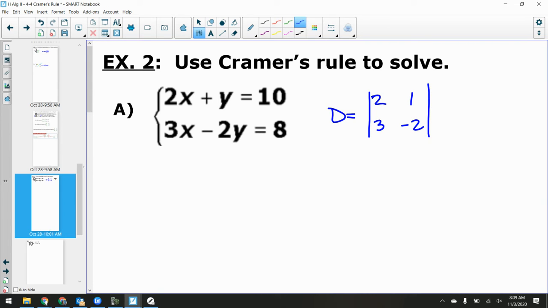I don't touch the constants yet when I'm looking at big D. Then I find the determinant of that coefficient matrix. Well, that's -4 minus 4. Everybody follow me there? 2 times -2 is -4, minus 3 times 1 is +4. -4 minus 4, big D is -8.